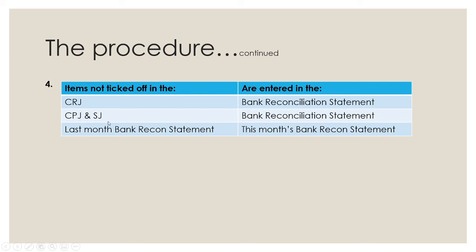Okay, CPJ and CRJ, SJ. If I've got transactions here and they did not appear on my bank statement, I'm going to bring them in on my bank reconciliation statement. And then your last month's bank recon, you're going to bring it into this month's bank recon.